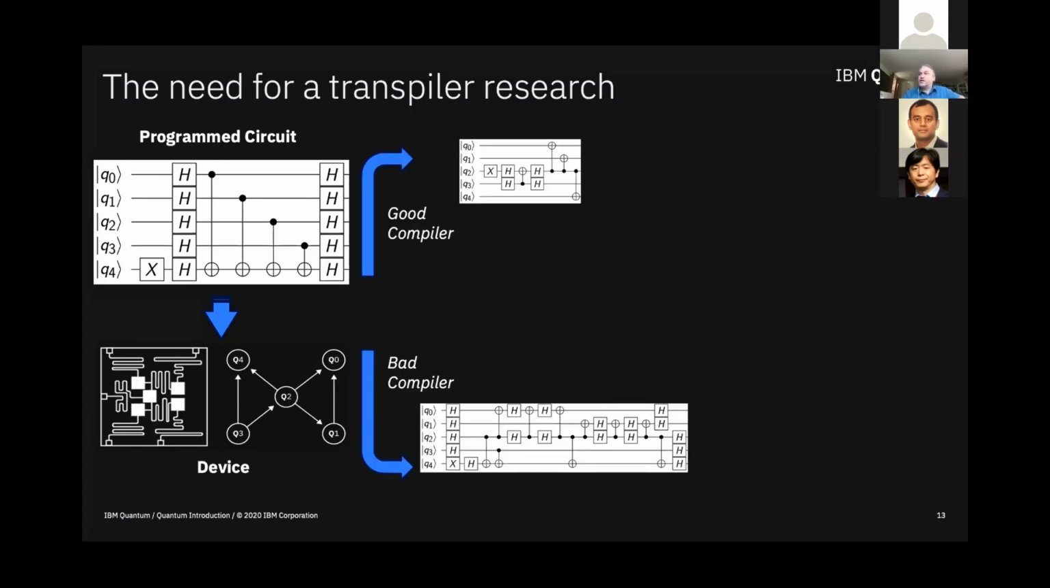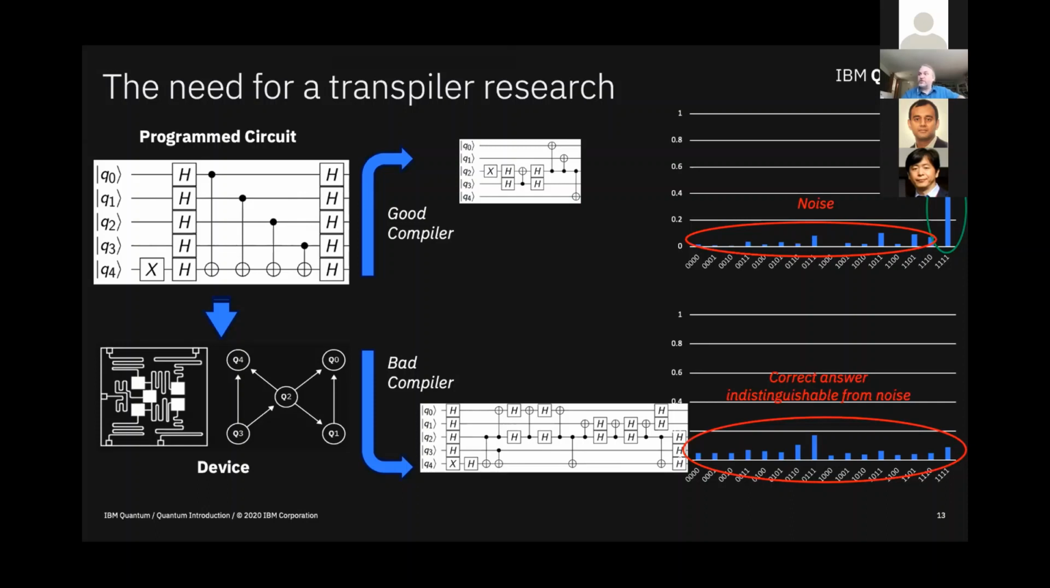I'm just going to say very briefly, this is a critical step, that having a good, in IBM's preferred language, transpiler, can make the difference between a quantum computer which almost always gives you the correct answer, and a quantum computer which gives you an answer that's indistinguishable from noise.